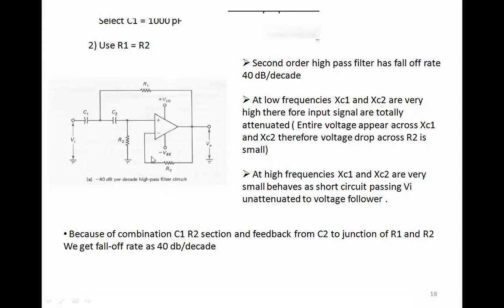Because of the combination of C1 and R2, the feedback from C2, the junction of R1 and R2, and because of the junction here between R2 and C2, and R1 to C1, C2, we are having a 40 dB per decade combination, right? So we'll just mark it up. So because of this junction here and the junction here between R2 and C2.